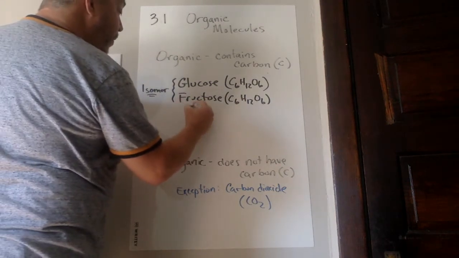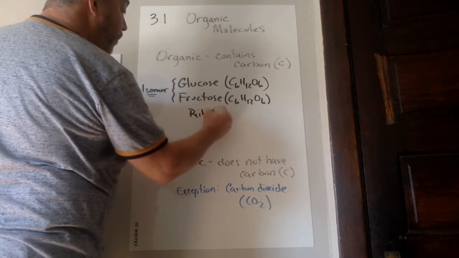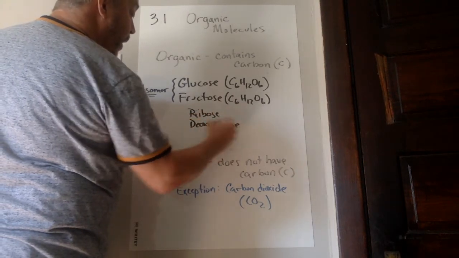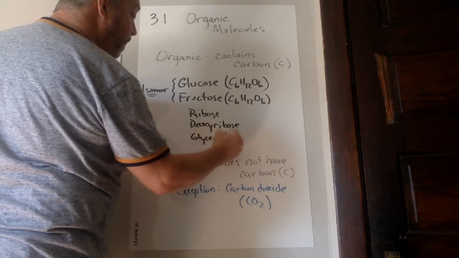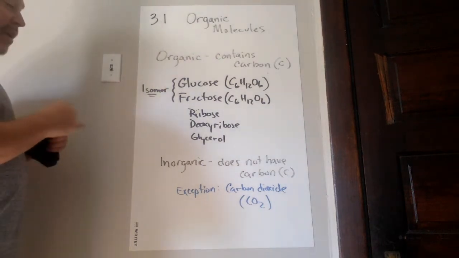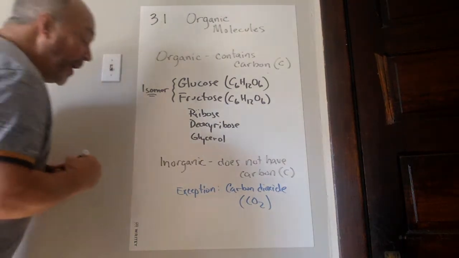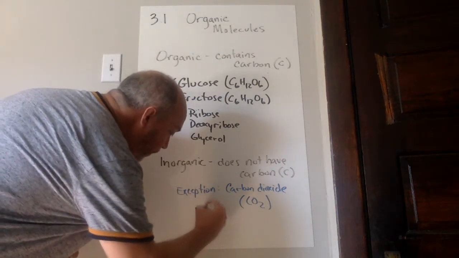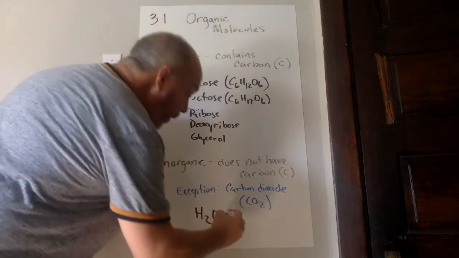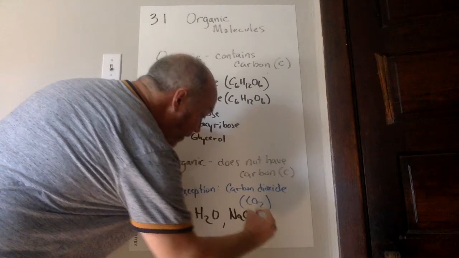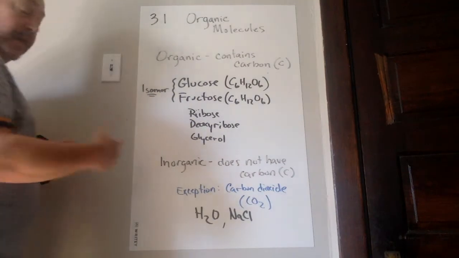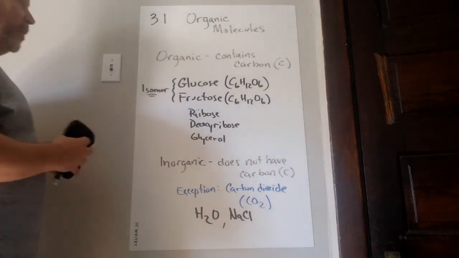Some other examples I gave you were ribose and deoxyribose. And I think I gave you glycerol. These are all examples of those organic molecules. Inorganic, by and large, means we're usually talking about things that form ionic bonds, but not necessarily. Water is a good example of an inorganic molecule. No carbon in here. Or salt, NaCl. Remember that Cl, that C doesn't stand for carbon, that stands for chlorine. That's another example of an inorganic molecule.